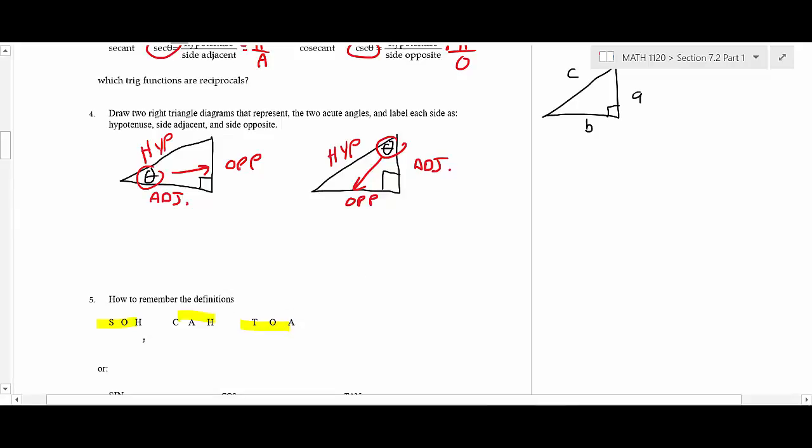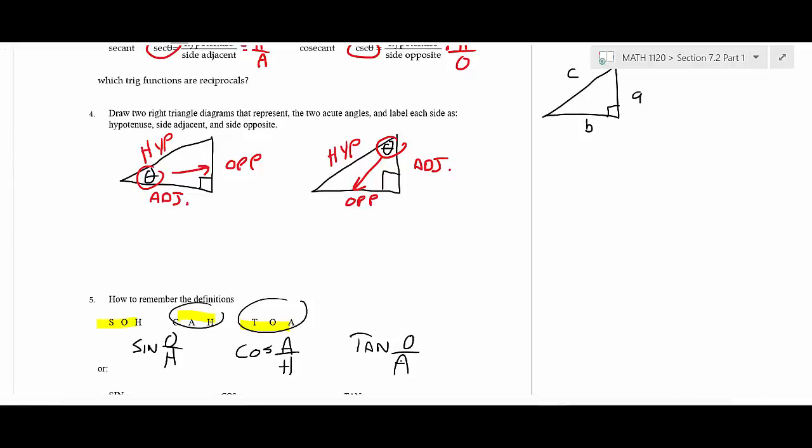So what that means is that the sine is opposite over hypotenuse. That's what the SO means. The CA means the cosine is adjacent over hypotenuse, and the TOA means the tangent is opposite over adjacent. So that's one way to remember that, okay? There's lots of other ways.